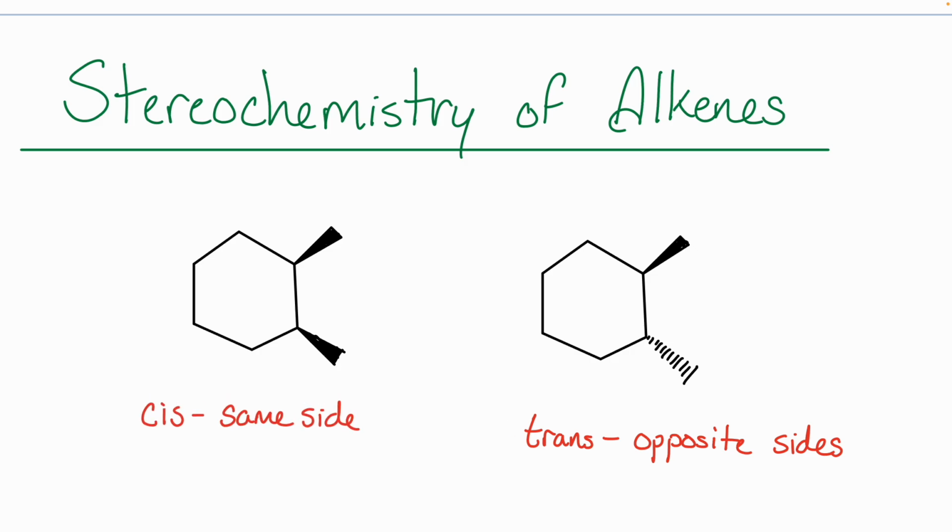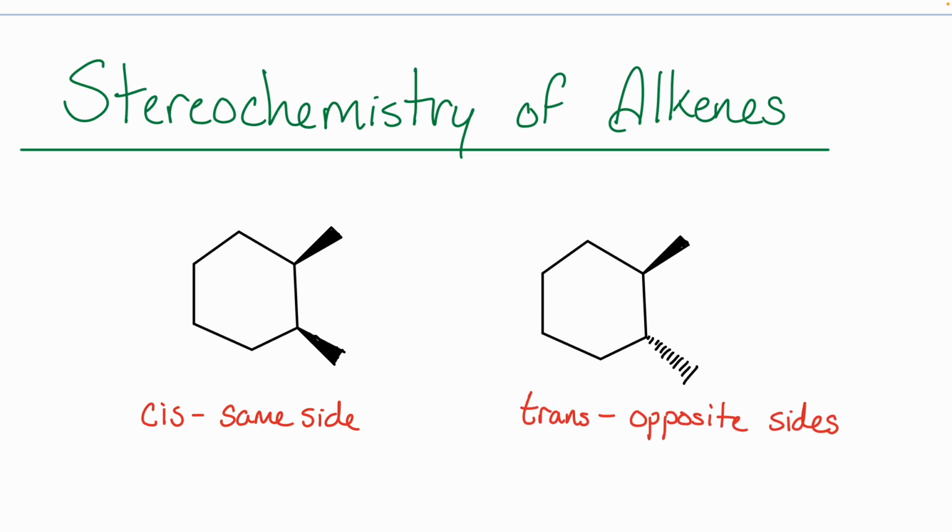So in this case, they're 2 methyl groups. If those 2 methyl groups are pointed on the same side of that ring, whether they're both a wedge or both a dash, that's what we call the cis stereoisomer. And if they're pointed in opposite directions, one's on a wedge and one's on a dash, that's what we call the trans stereoisomer.